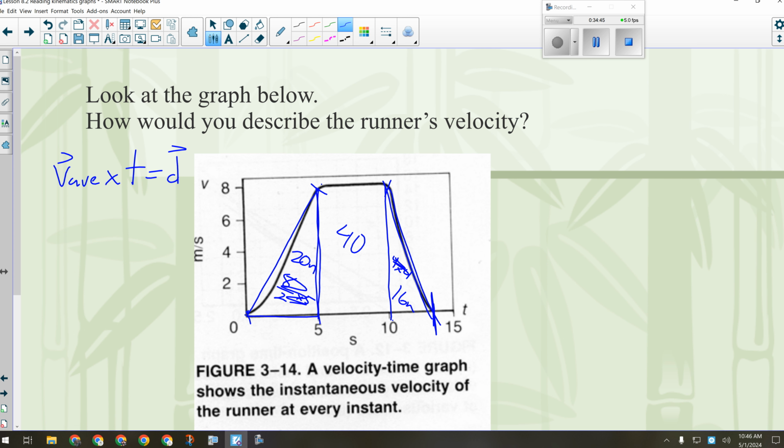Okay, so how long is this? How far did he run? 20 plus 40 plus 16. Now, you could also argue that the race was actually only 60 meters. Why? Because you would slow down after you finish. You would slow down after the finish line.